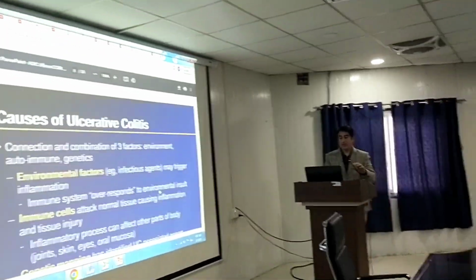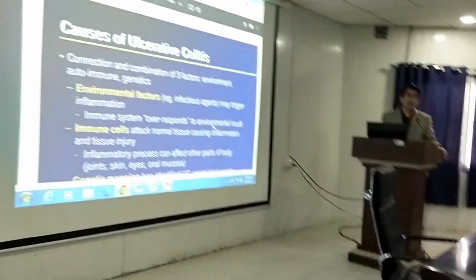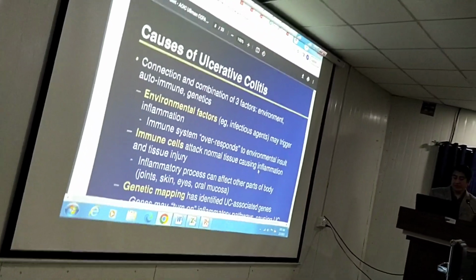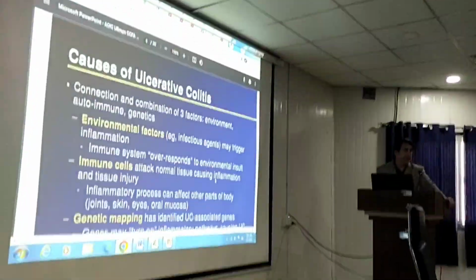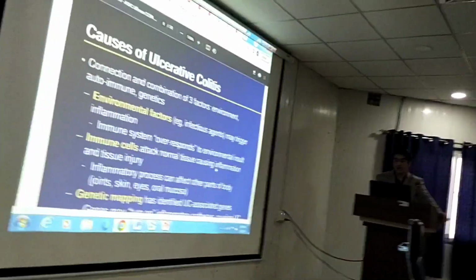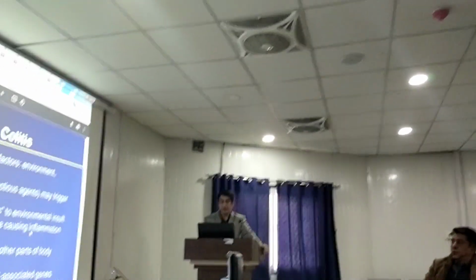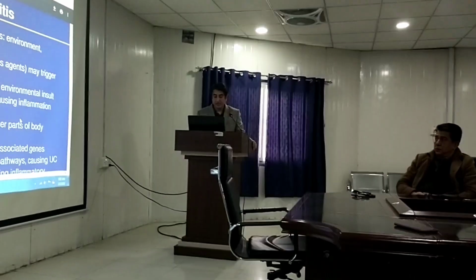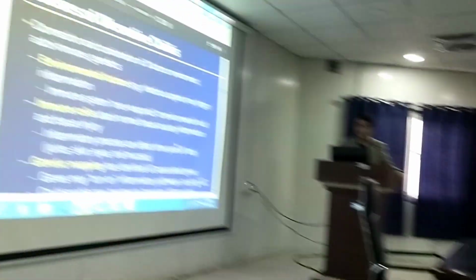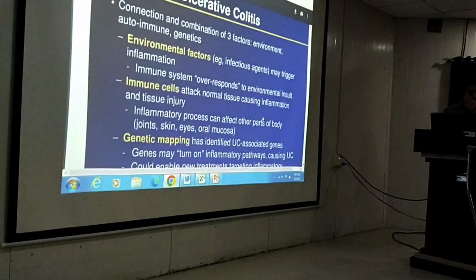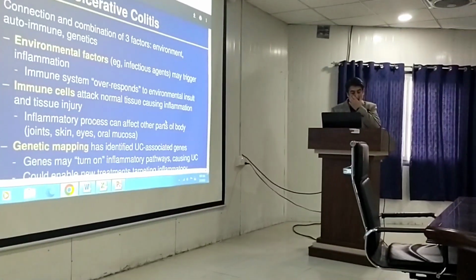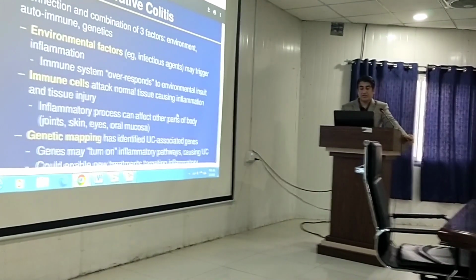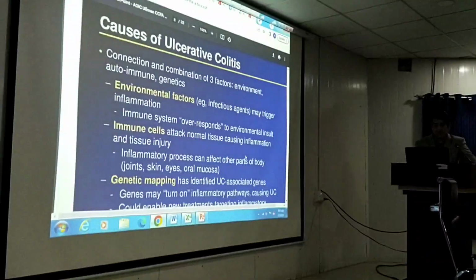The connection and combination of three factors, environmental, autoimmune, and genetic, are very important. Environmental factors include infectious agents. They can trigger inflammation. Any sort of infection, bacterial or some viral infections, can trigger the disease. The immune system responds to the environmental insult. Immune cells attack normal tissue, causing inflammation and tissue injury. Inflammatory processes can affect other parts of the body like joints, skin, eyes, and oral mucosa. That's why the disease has a strong association with autoimmune diseases.